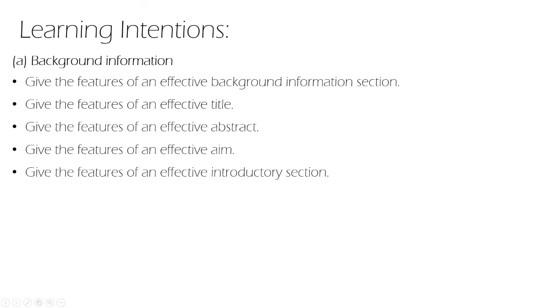That covers everything we need to know for Key Area 3, subsection A of Unit 3. The background information should be clear, relevant, and unambiguous. The title should provide a succinct explanation of the study. An abstract should outline the aims and findings of the study. An aim must link the independent and dependent variables, whereas the introduction should provide information required to support the choice of methods, results, and discussion.